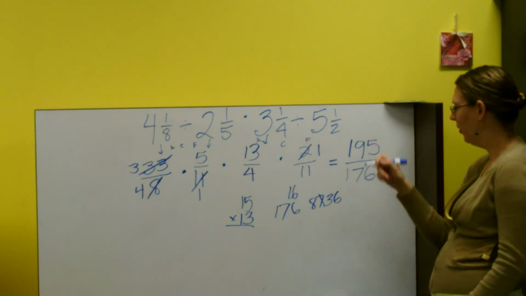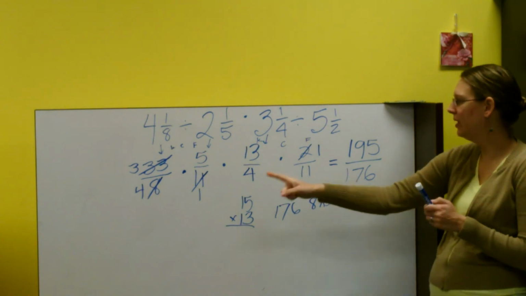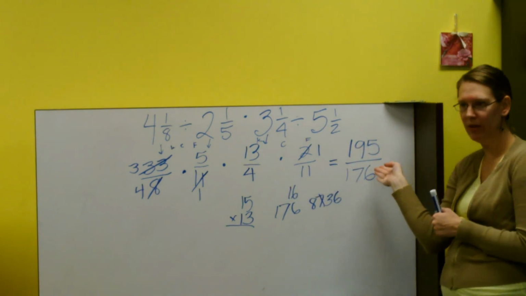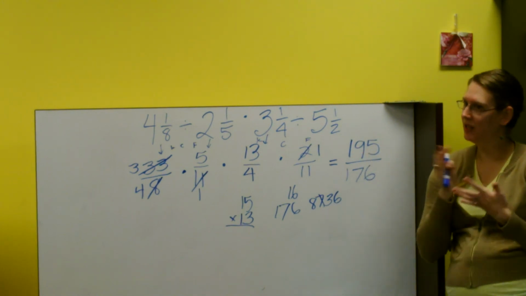Alright, just an aside. So 195 over 176 is our final answer because we simplified and reduced as much as we possibly could, so this will not be able to reduce. So no worries about half points off giving an answer that looks like that because it's as simple as it goes.